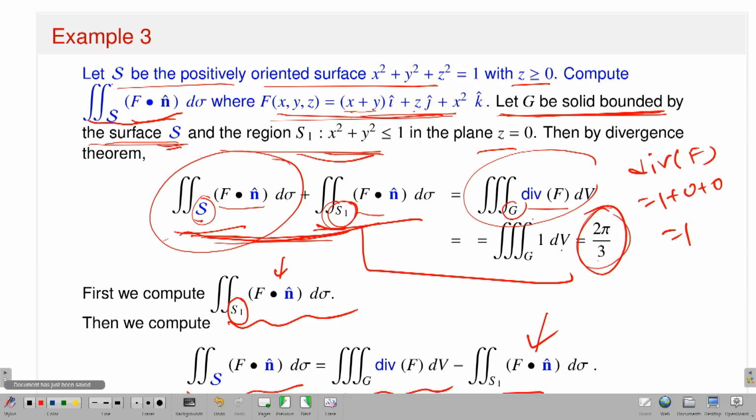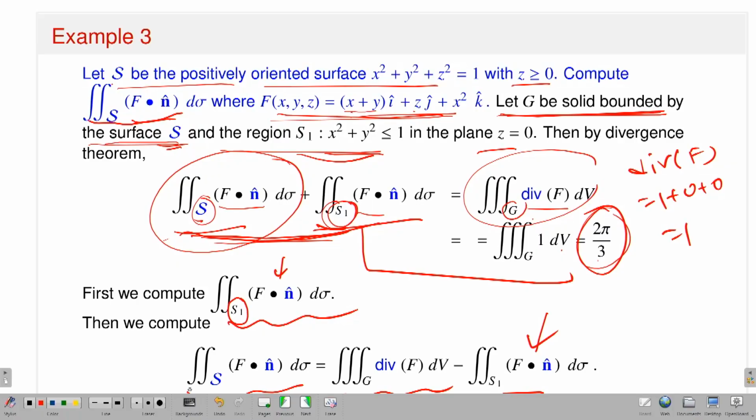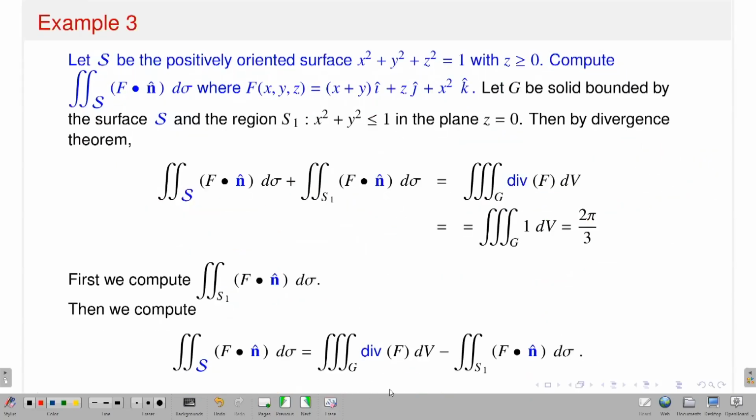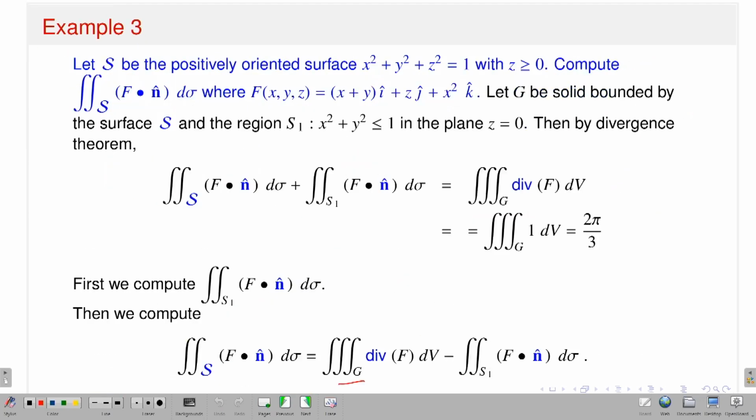This is the region bounded by the upper hemisphere x squared plus y squared plus z squared equals 1 and the circular region in the z equals 0 plane, x squared plus y squared equals 1, which gives 2 pi by 3. So finally, the integral over the surface S, the upper hemisphere, is this triple integral minus the integral over S1.